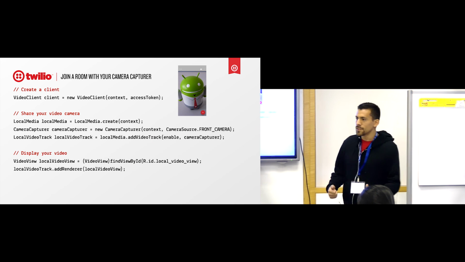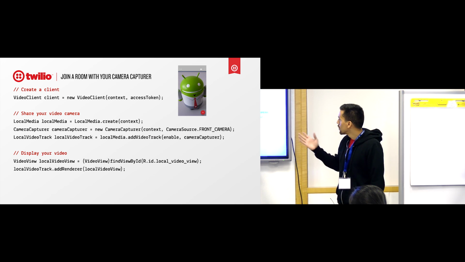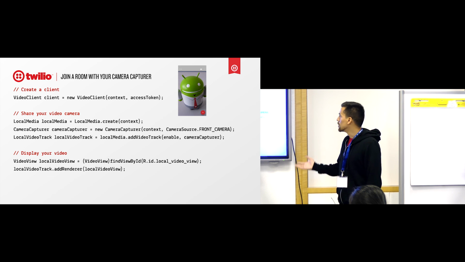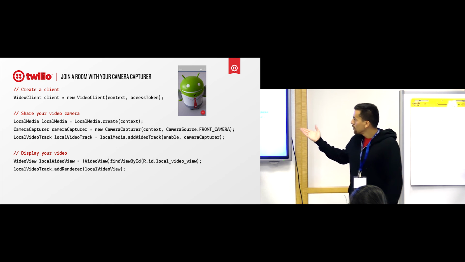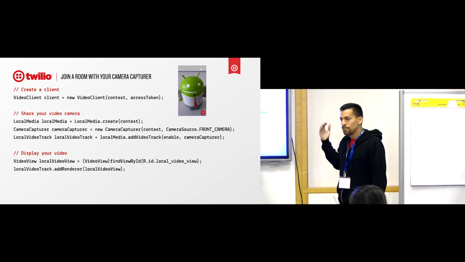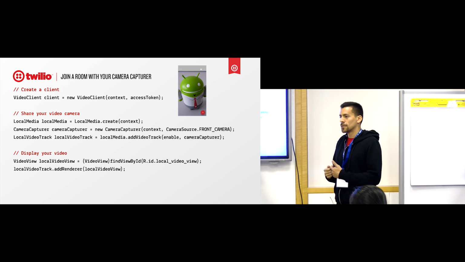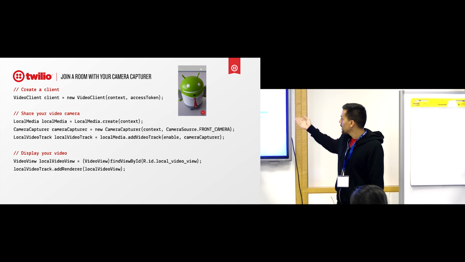So that first demo I just did there, I want to walk through what the actual code would look like. So the first thing you do is you create a video client, and in order to do that, you have to provide an access token, which allows us to have an identity. And next, you'll want to create a local media and instantiate a capture. So in this case, I'm saying, hey, give me the front camera and use it in this camera capture.